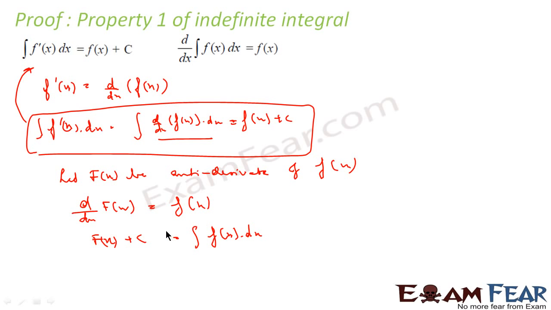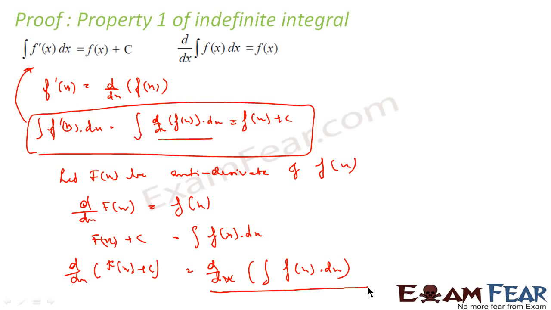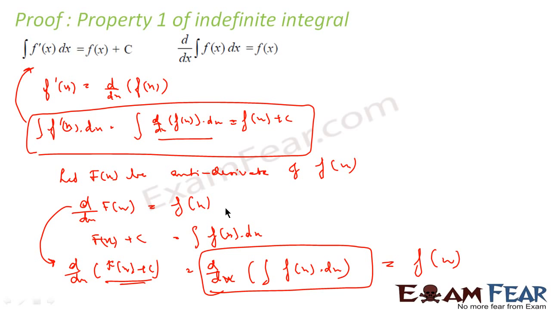So let's now differentiate both sides. If I differentiate this guy, d by dx of F(x) plus c is nothing but d by dx of integral of f(x) dx. Correct? This is my part, and this is equal to the derivative of F(x) plus c, and the derivative of F(x) plus c is nothing but f(x). Why? Because this guy is nothing but f(x). Correct? If you see here, thus we can prove this also.